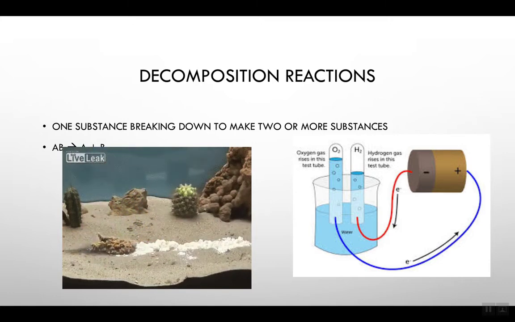Decomposition reactions. They're ones where we have one substance breaking down to make two or more substances. So you start with something, we'll call it AB, and it breaks down to make two separate things, A and B separately. Okay? So for instance, we can take water, we apply an electric current, and we can separate it out to make oxygen gas and hydrogen gas. Or we could take a mercury oxide powder and using a bit of fire to start the reaction, we can cause that to break down.